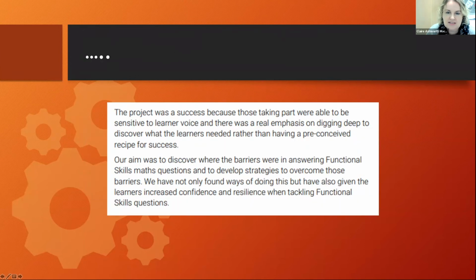The project was a success because those taking part were able to be sensitive to learner voice, and there was a real emphasis on digging deep to discover what the learners needed rather than having a preconceived recipe for success. Our aim was to discover where the barriers to answering functional skills maths questions were, and to develop strategies to overcome those barriers. We've not only found ways of doing this, but have also given the learners increased confidence and resilience when tackling functional skills questions. So that's my final slide.